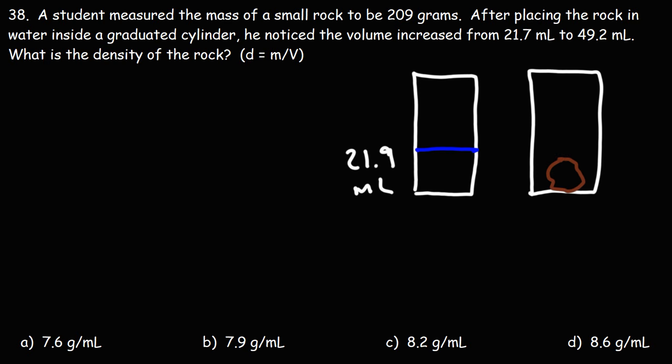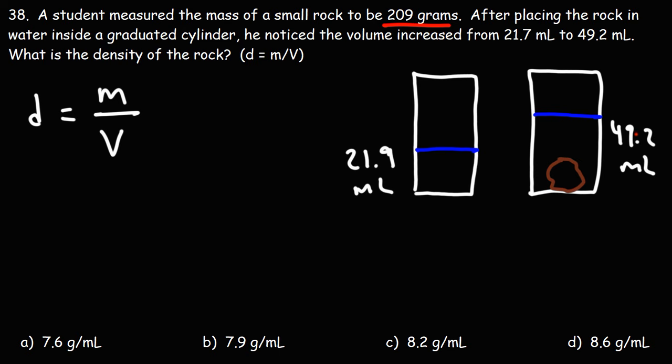When you add the rock to water, the volume is going to increase. So now the water line is at the 49.2 mark. So that's the volume of the water and the rock combined. Now, in order to get the density, we need to know the mass of the rock and the volume of the rock. We were given the mass of the rock, that's 209 grams. We need the volume.